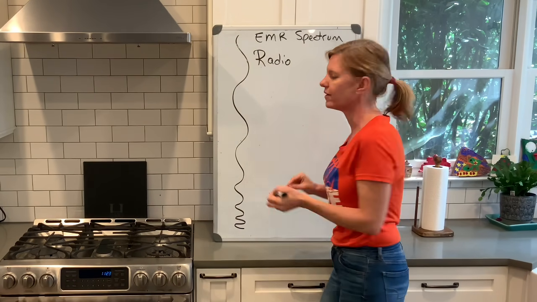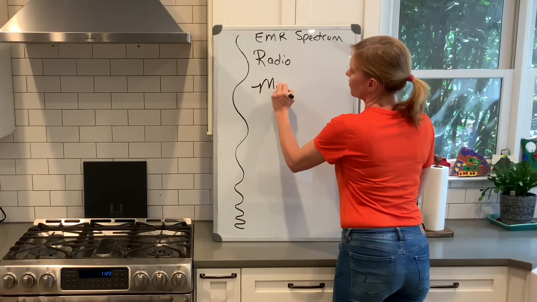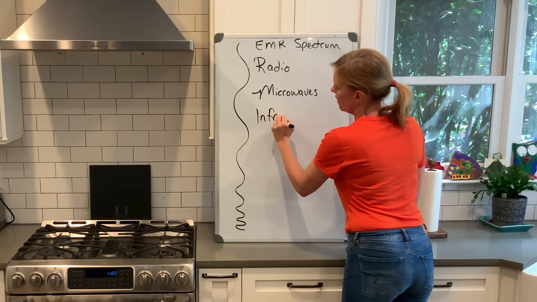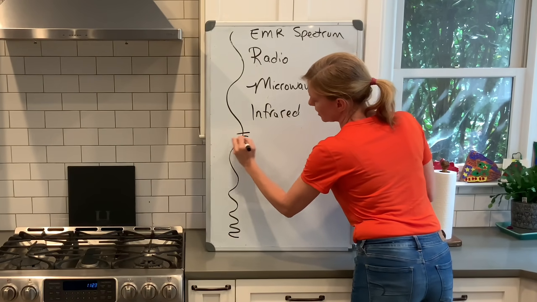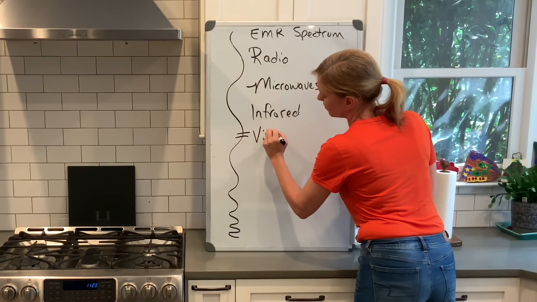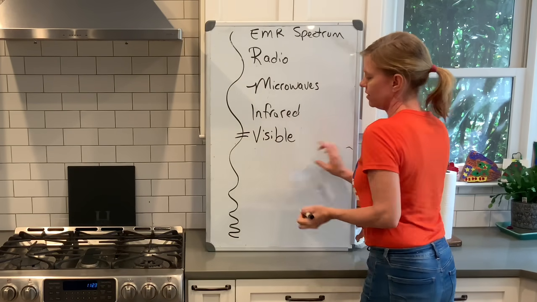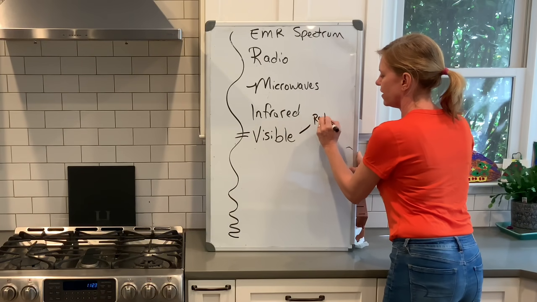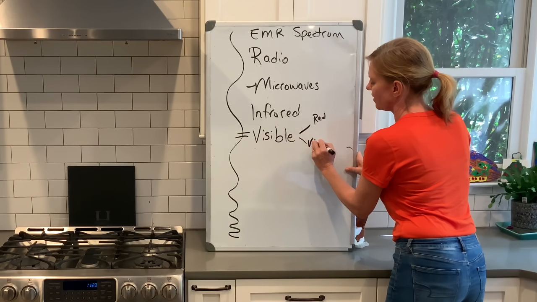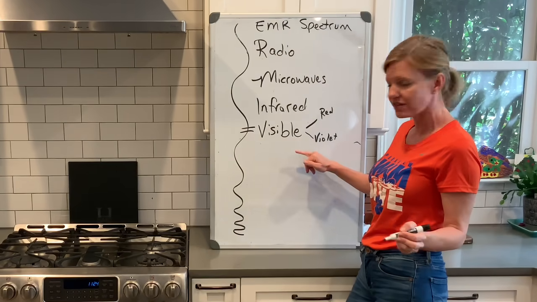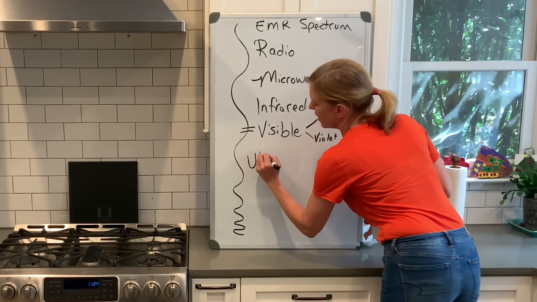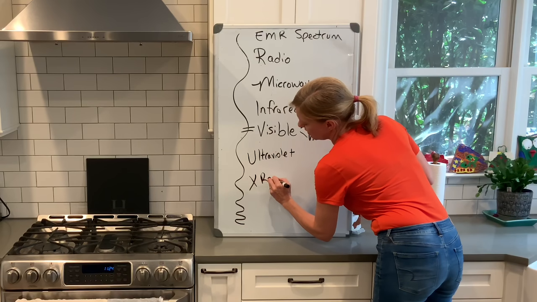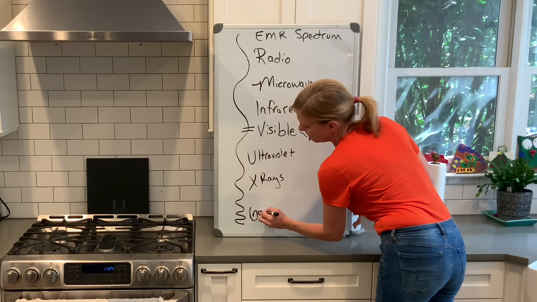A little bit higher frequency, those are our microwaves. Next we have infrared, and then our visible light spectrum is a little sliver right here in the middle. It's our visible light. And of course, you know visible light goes from red all the way down to violet. Then higher frequency than visible light is ultraviolet. And then we have X-rays and gamma.